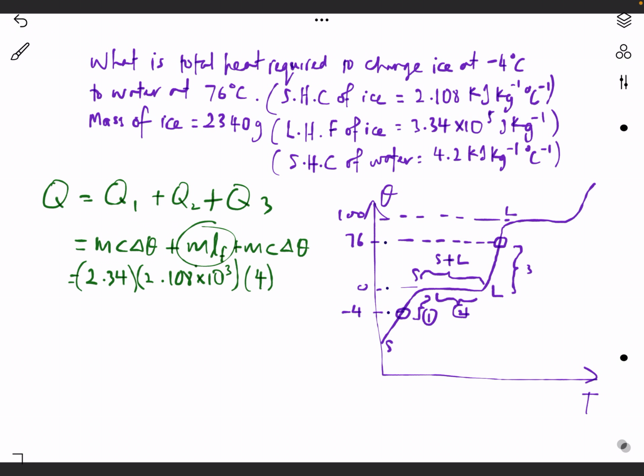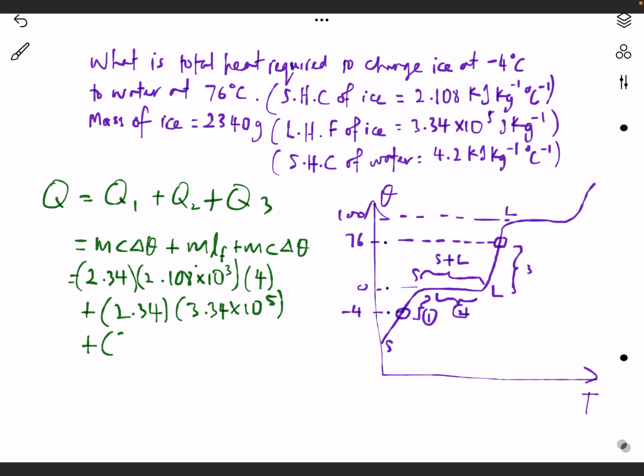What about the second part here? So plus mass, you can use the same mass, 2.34, multiplied by latent heat of fusion. Here is the value of latent heat of fusion, 3.34 times 10 to the power of 5, and you don't have to multiply by anything else because this is the formula. Here you don't have to include the temperature because change of phase does not involve change of temperature.